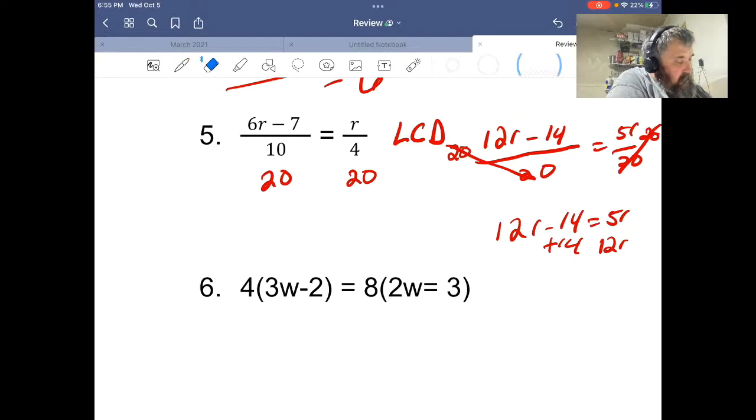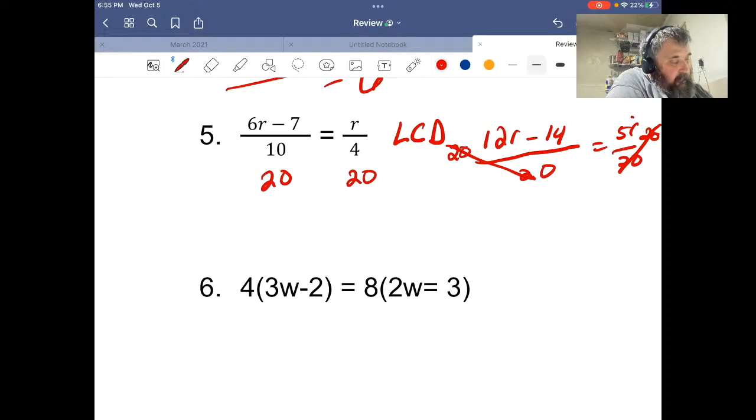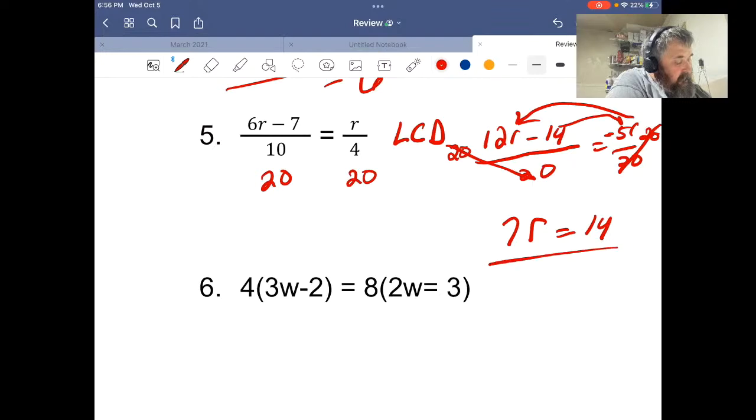No, that's going to be 17 on there. So I'm going to move the R's over here, and that makes that 17R. I'm going to move that over and make that equals 14. Wait. Nope, I'm going to have to subtract. It gives me 12 minus 5 is 7. 7R equals 14. And then divide both sides by 7. R equals 2. There we go.